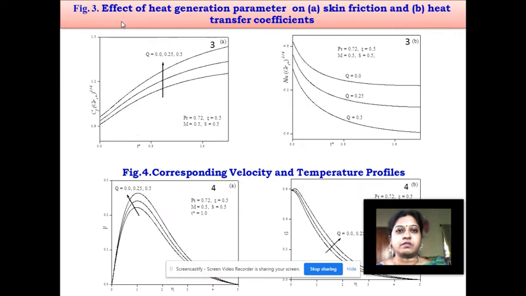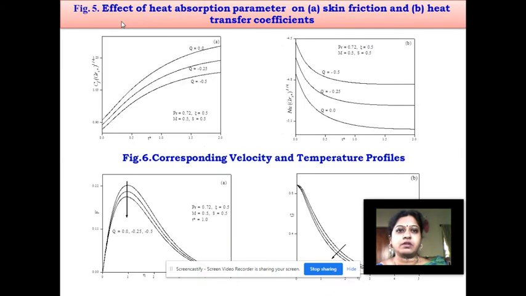And the second result is the effect of heat generation parameter on skin friction and heat transfer coefficients. So this heat generation parameter increases skin friction, whereas it decreases the heat transfer coefficient. As a result, there is an overshoot in the heat transfer rate you can observe in figure 4b.